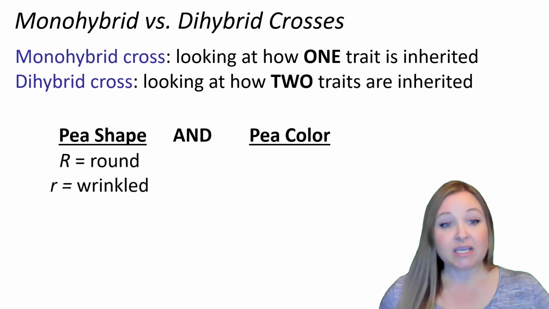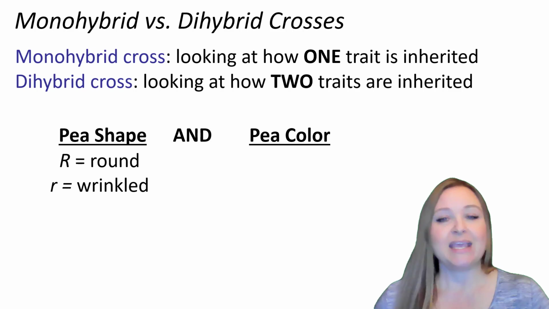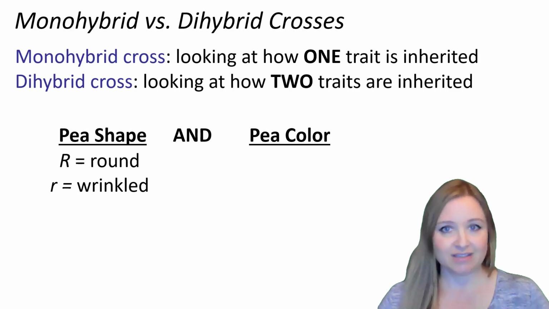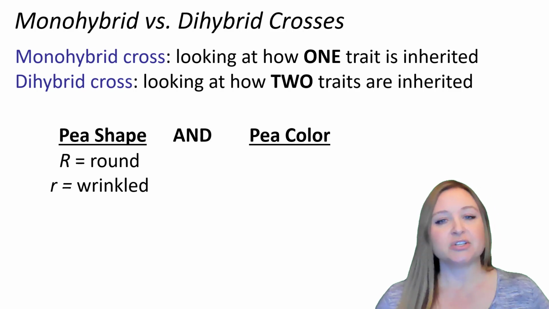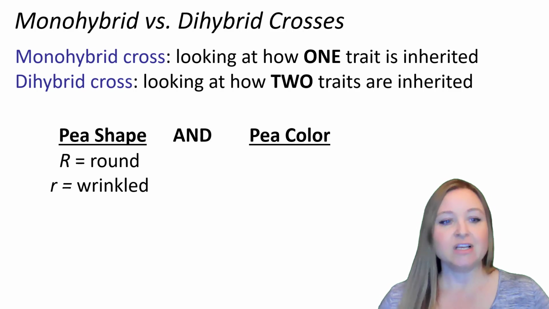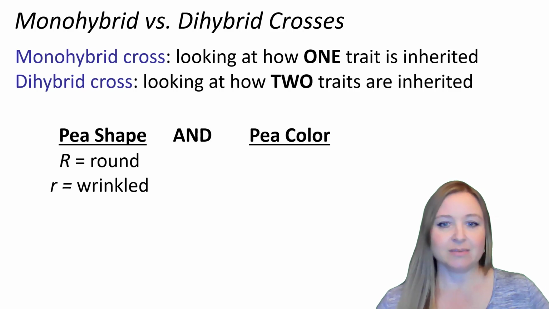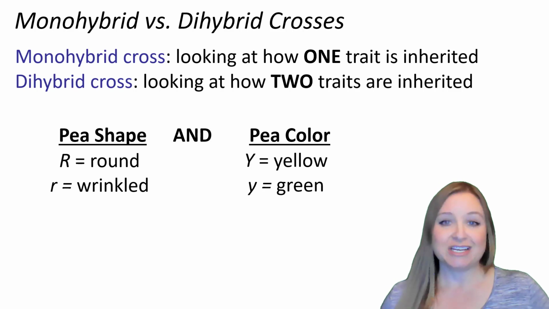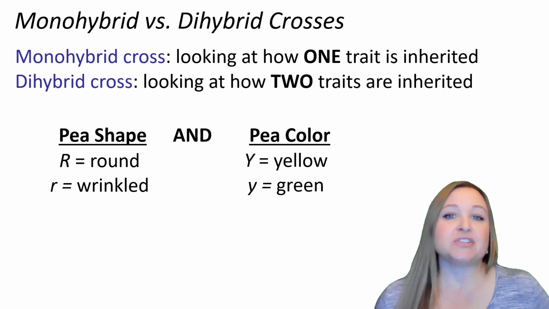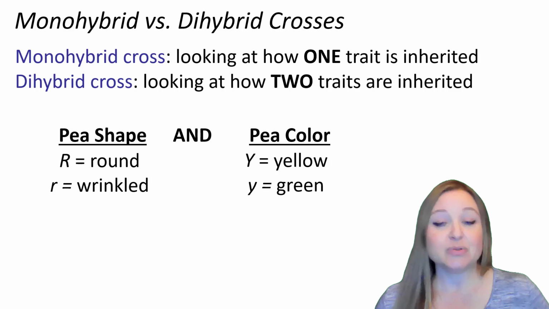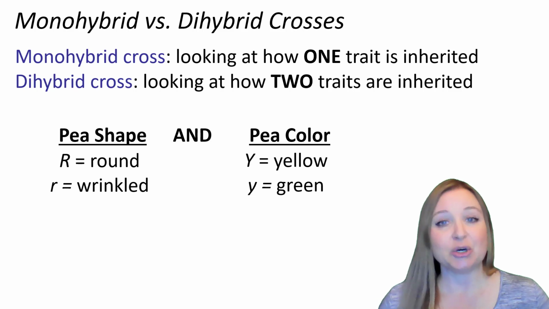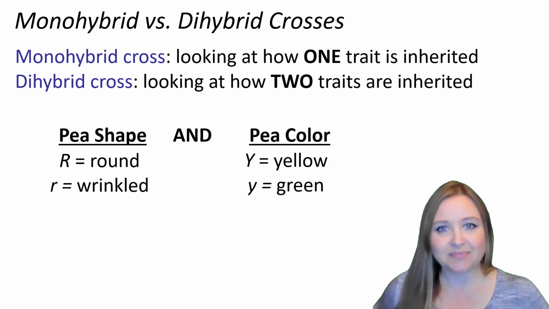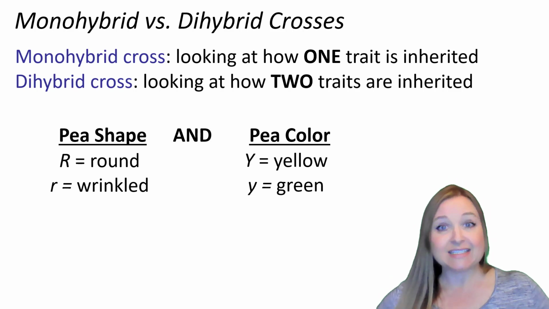Now, pea shape can be round or it can be wrinkled, and the round allele is dominant over the wrinkled allele, okay? So big R is going to mean round, the round allele. Little r means the wrinkled allele. Now, as far as pea color goes, peas can be yellow or green. So yellow is the dominant allele. So we're going to use big Y to denote yellow, and we're going to use little y to denote the recessive green allele.